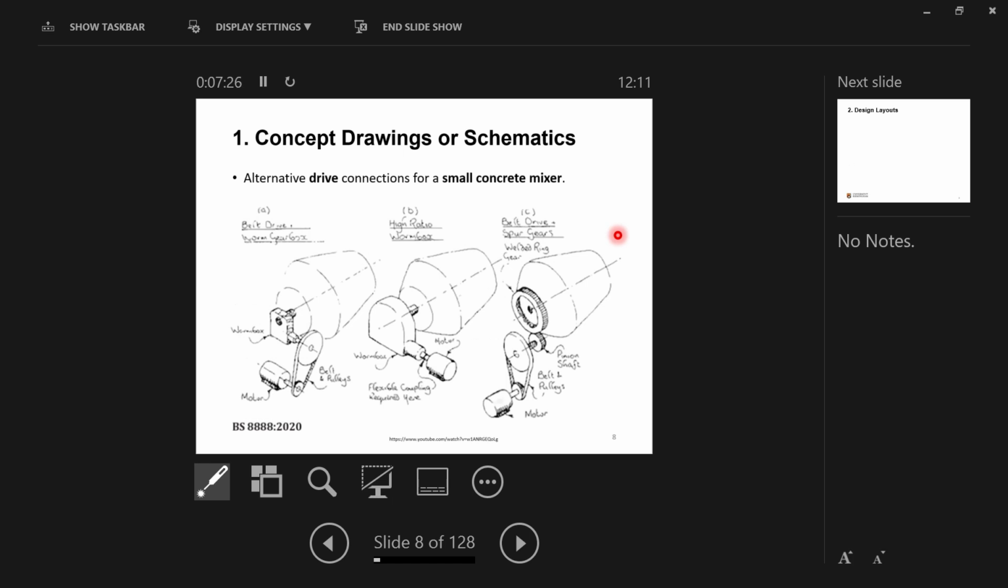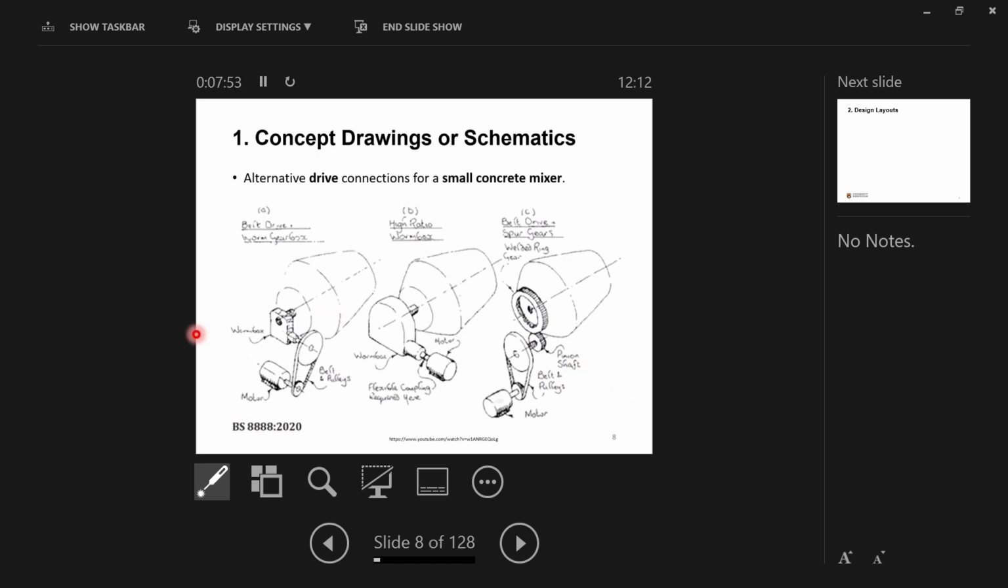What you see here on the screen is a concept drawing or a schematic for a small concrete mixer. You see here 3 different solutions, and they are hand-drawn. There are no scales used here, no instruments.